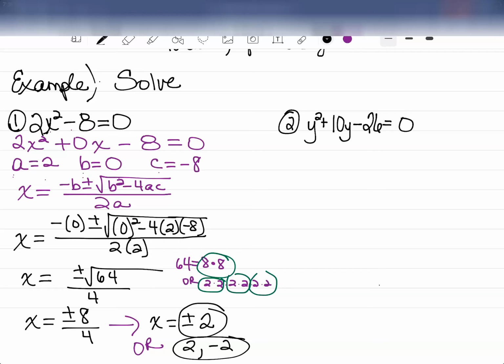Number 2 said y squared plus 10y minus 26 equals 0. This one is here so that we can point out that we would not have been able to factor that. There's a 1 in front of the y squared, so I would focus on the 26. I would need factors of 26 to subtract to give me 10. Factors of 26 are 2 and 13. That's it. Just 2 and 13, other than 1 and 26. 1 and 26 and 2, 13, neither one of those will subtract to give me a 10. So we would have written prime if we were just factoring this.